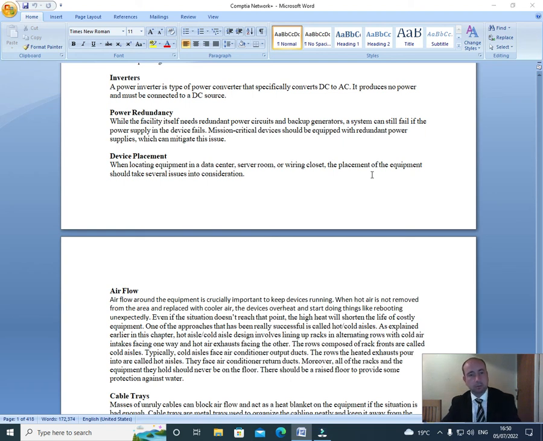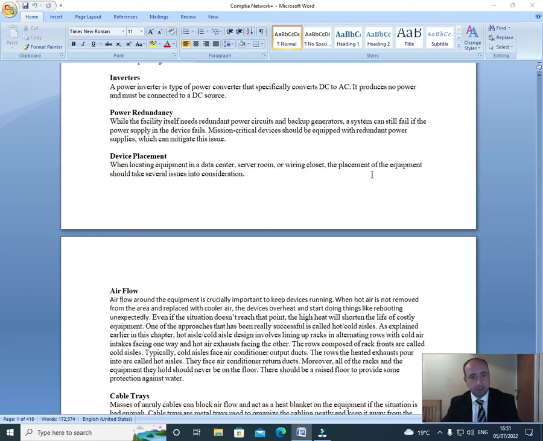IT Network Plus course. Inverters. A power inverter is a type of power converter that specifically converts DC to AC. It produces no power and must be connected to a DC source.